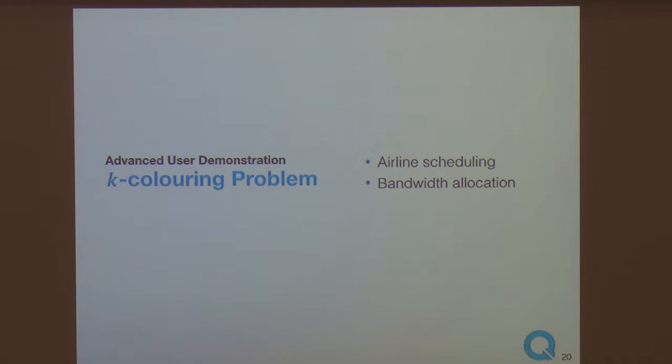The second problem will be from the viewpoint of an optimization expert. This is someone that has been able to distill an optimization problem into a QUBO form and wants to test that this QUBO is actually working. So they'll access the functions from the binary polynomial layer to solve the k-coloring problem, which is also known as the map coloring problem, which has applications in airline scheduling and bandwidth allocation.